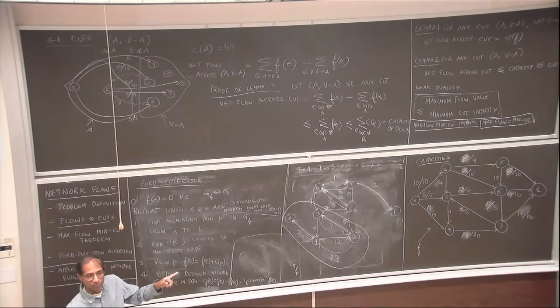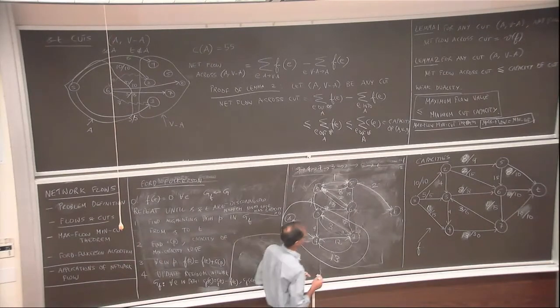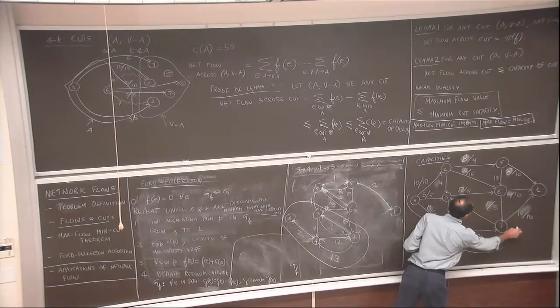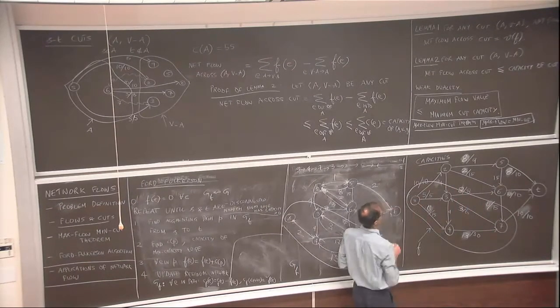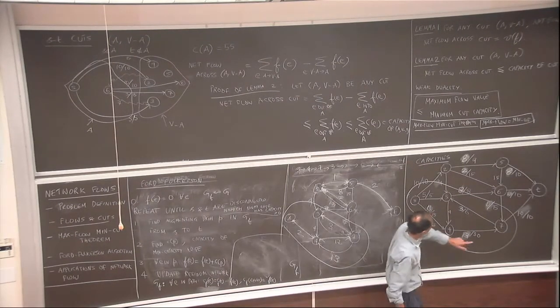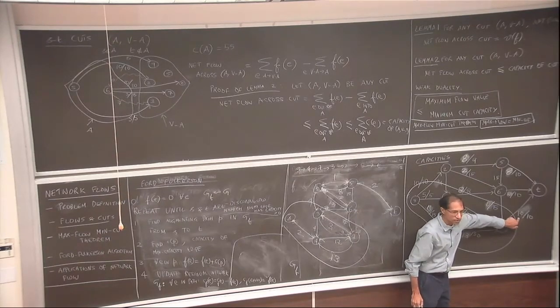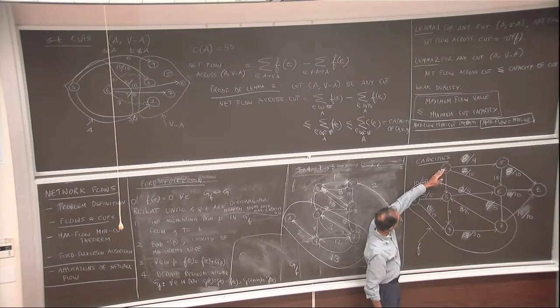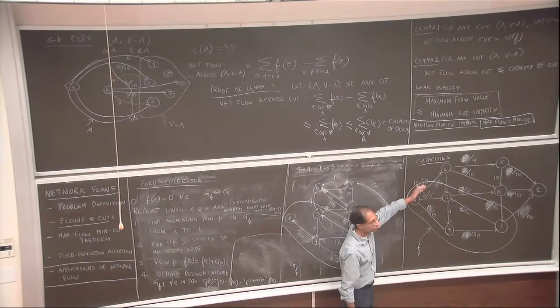In the original graph, let's examine it. S, 3, 4, 7. Okay? What are the edges going from the S side to the T side? You have this edge, capacity 10. This edge, capacity 8. This edge, capacity 10. Nothing else. So how much is the capacity of this cut? 28. What's the value of our flow?